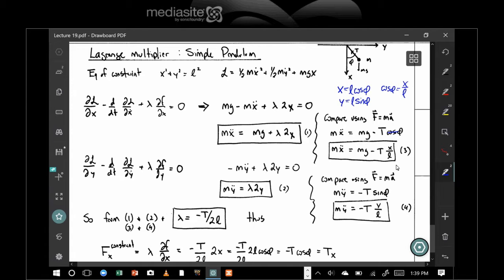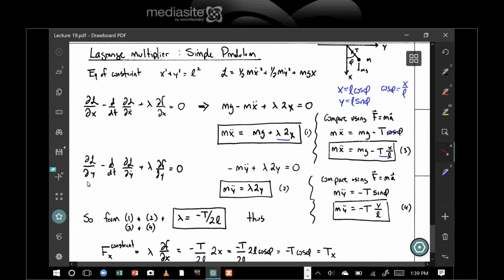Now take a look at this equation here and this equation here. Notice at the end I can relate this term here with this term, and that allows me to solve for the multiplier, and the multiplier is going to be minus capital T divided by 2L, and that's what I have highlighted here. Okay, so that's that. Now let's look at the second equation.